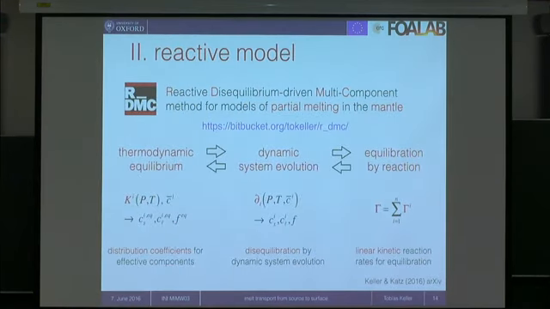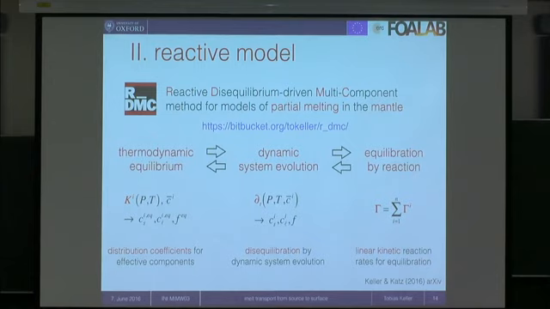So now we come to the question of how to actually prescribe a reactive melt model. And anyone who is marginally familiar with multi-component silicate thermodynamics knows that this is a can of worms that is very difficult to deal with. So our approach to this is a very simplified one, but we believe that it can be useful for some contexts, so I'm going to try to make that case. We're calling it the reactive disequilibrium-driven multi-component method, or DMC for short. There's a little MATLAB code that essentially captures this method, and you can download that for free on Bitbucket.